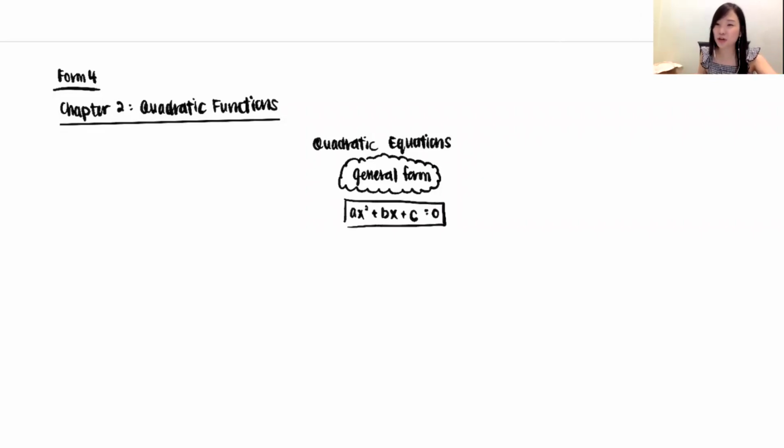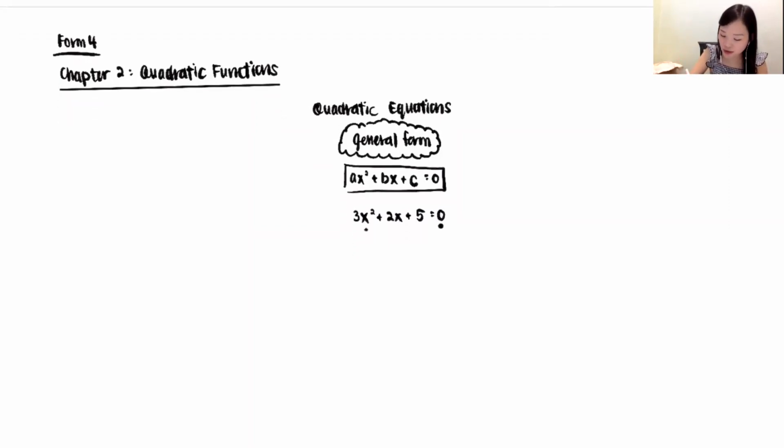I'm scared the basics are not good, so can I just talk through how to see a, b, c? Look at this one: 3x squared plus 2x plus 5 equals 0. Isn't it quite obviously a general form? Because you can see the equals 0, the x squared and the x. May I know what is my a? Very good, Patrick, 3. My b? Very good, Aaron, 2. My c? Very good, Benjamin, 5.